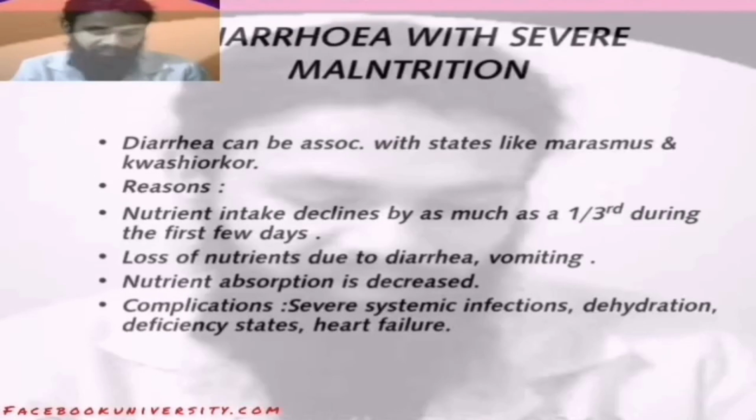Okay, diarrhea can be diarrhea with severe malnutrition. Diarrhea can be associated with states like marasmus and kwashiorkor. Kwashiorkor and marasmus, these both are included under protein energy malnutrition, and these are a major cause of economic burden in developing countries like India and some African countries.